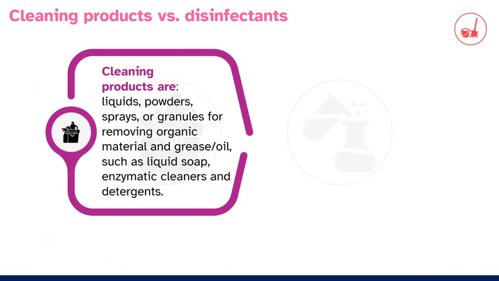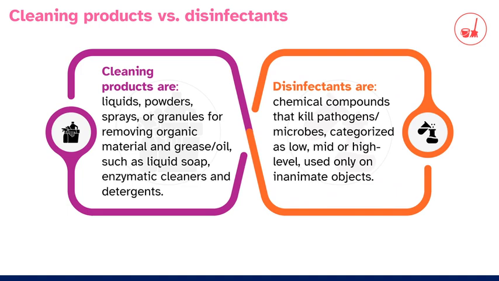Cleaning products, like liquid soap and detergents, tackle organic material, such as dirt and bodily fluids. Disinfectants, categorized by potency, eradicate microbes from low-level to high-level efficacy. Thorough cleaning should be done before disinfection to remove any organic material that might recontaminate. Routine cleaning often uses neutral detergents, while combined detergent disinfectants also exist.